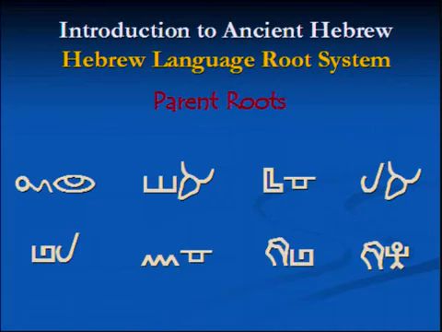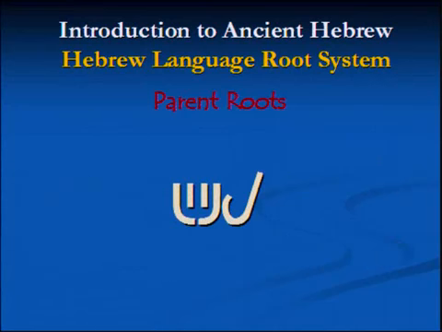Okay, these are examples of parent roots in the Hebrew language. Two letters put together. Think of the letters as the roots and the parent roots as a trunk. Okay, the roots come together to the trunk. Here's a parent root. It's a lamed with a kaf. The lamed is a picture of a shepherd's staff. The kaf is a picture of the palm of the hand.